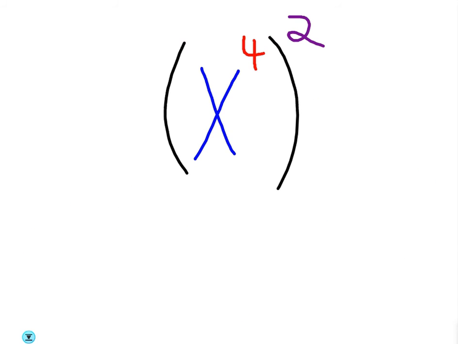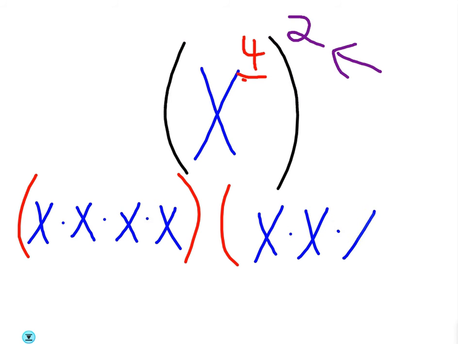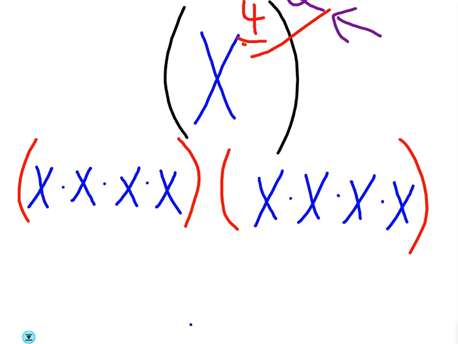In general, if you had an x, I'll break this one down again for you. It'd be x times x times x times x, since we're raising it to the 4th power to begin with. And then we're going to be doing that twice, so we're multiplying that by itself. If you count the x's, we have 8 of them, and you can start to see that we don't have to break it down every time. We can just multiply the exponents.